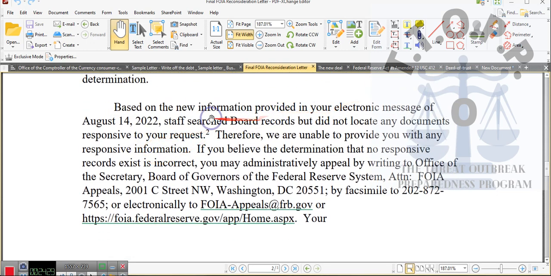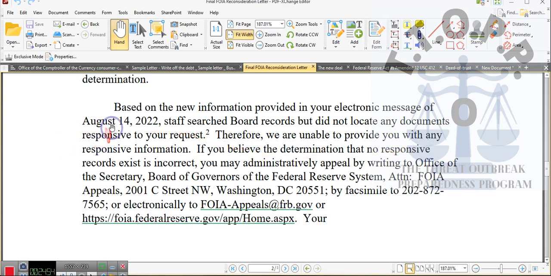She says the staff searched board records and did not locate any documents responsive to your request. Therefore, we are unable to provide you with any responsive information. If you believe that the determination that no responsive records exist is incorrect, you may administratively appeal. Ladies and gentlemen, did you pay attention to the word responsive?